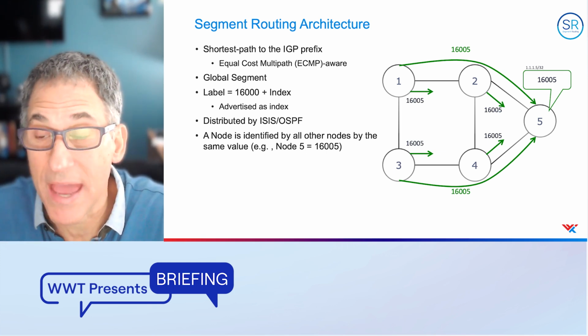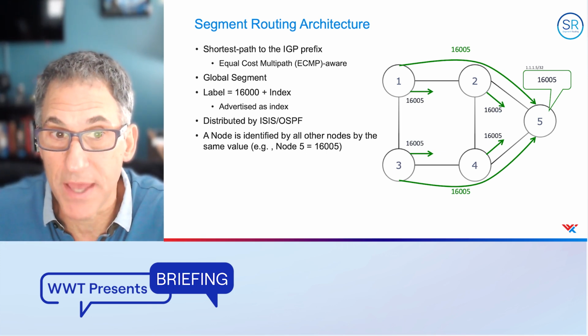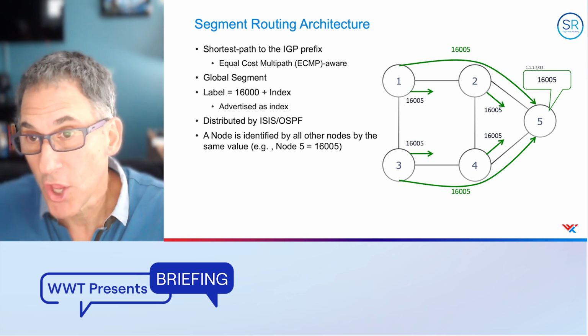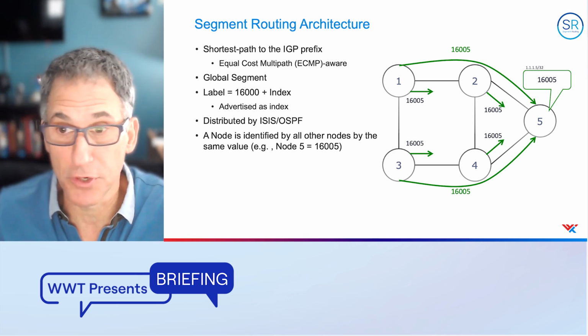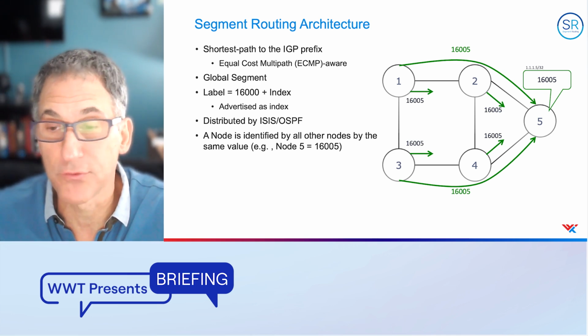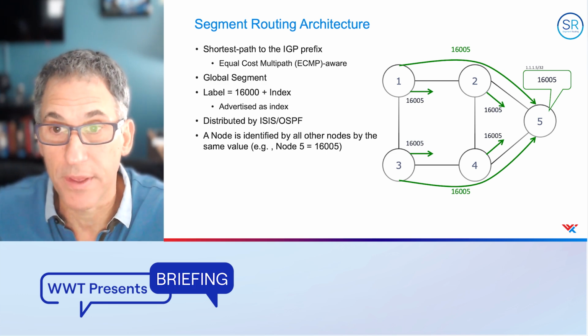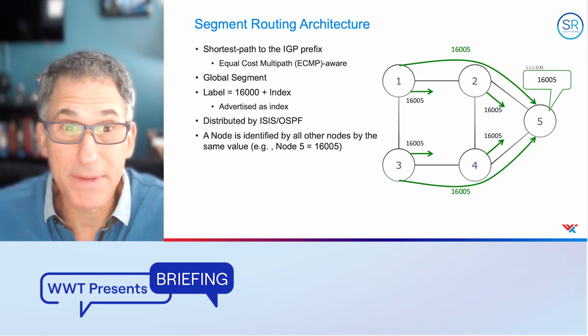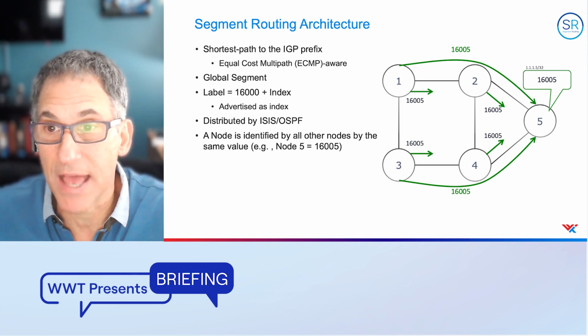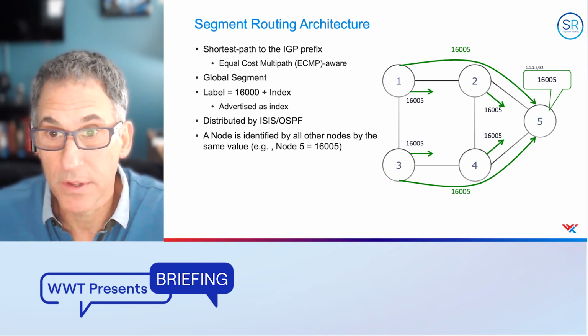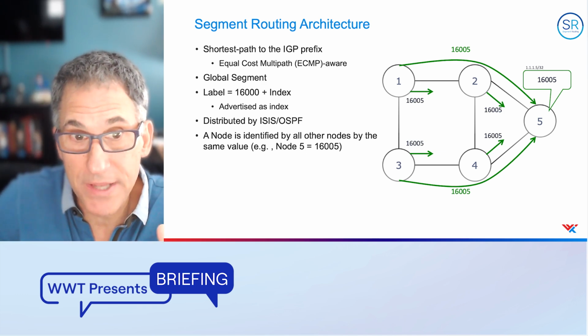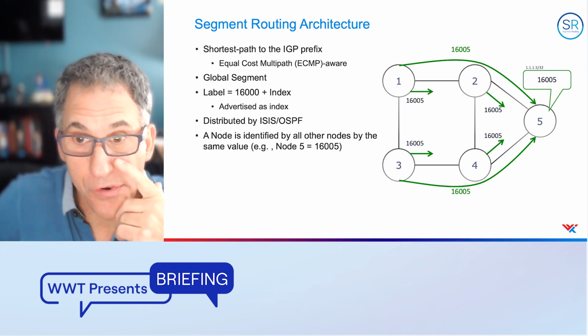And the way he advertises it is in ISIS and OSPF. If you're familiar with that, you're going to use an LSA or an LSP, and you're going to flood it throughout the network. So router 5 is flooding his label value throughout the network, and everybody else is learning it. That means everybody else is going to use the same exact value all the way through the network. So that's really key. And we'll see how that works a little bit more in action.